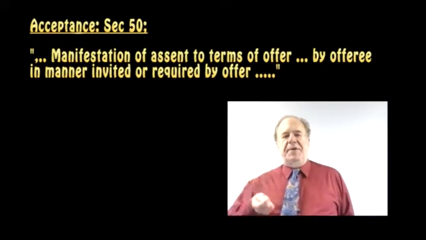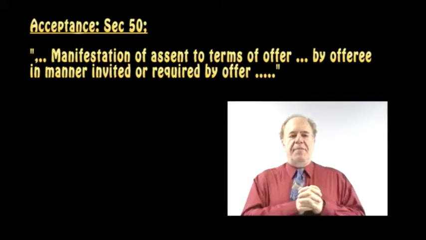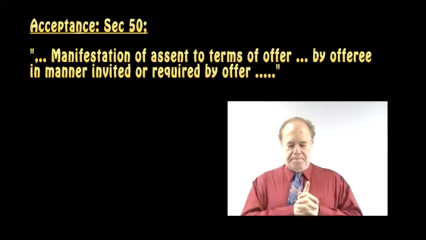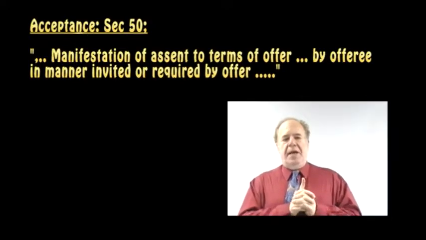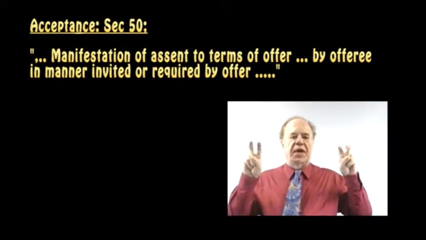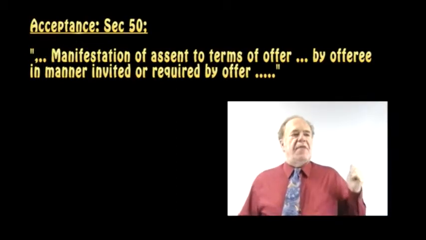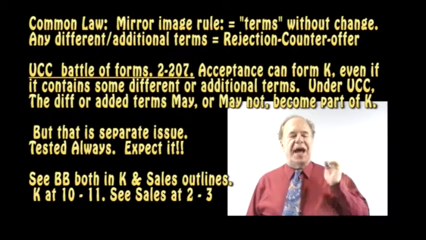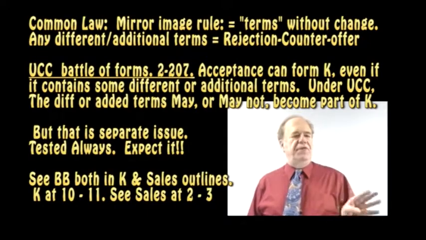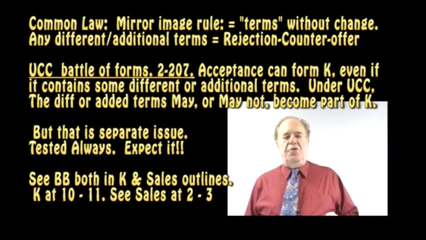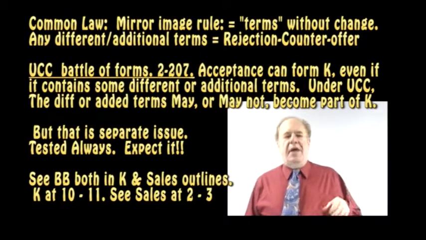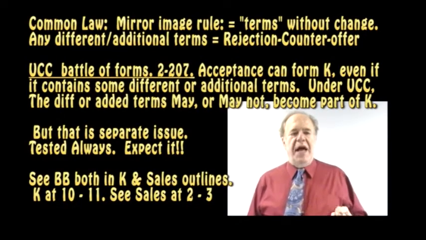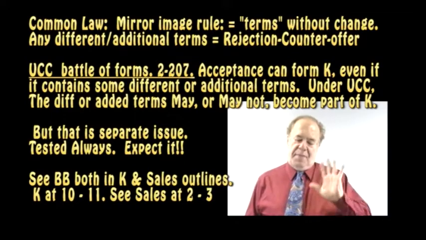And acceptance has to be a manifestation of agreement to the offer. And here's one key point that's tested all the time. The common law mirror image rule says that an acceptance must be identical to the offer, no difference in terms. You can't say, Rich, I'll sell you my car for $2,000, put it in writing. And I respond by saying, fine, if you put on new tires. That's not an acceptance at common law, might be under the UCC.